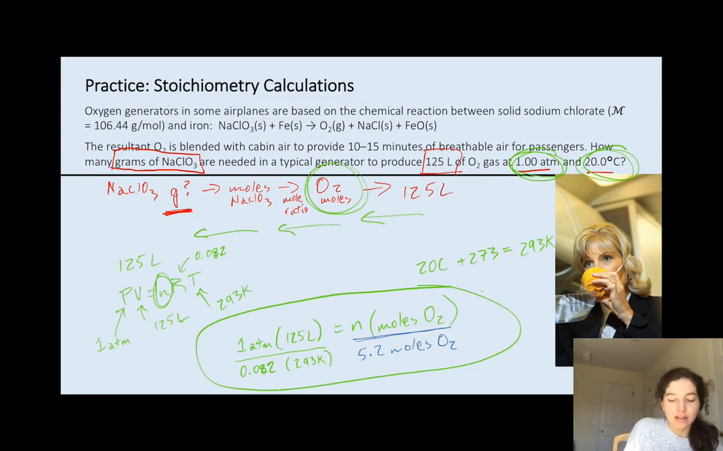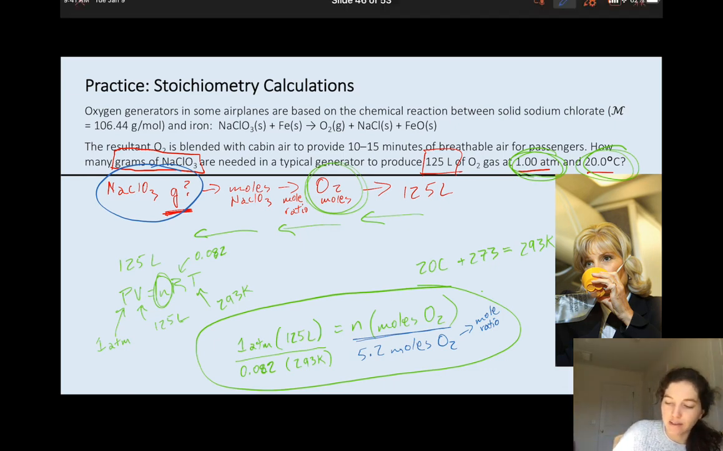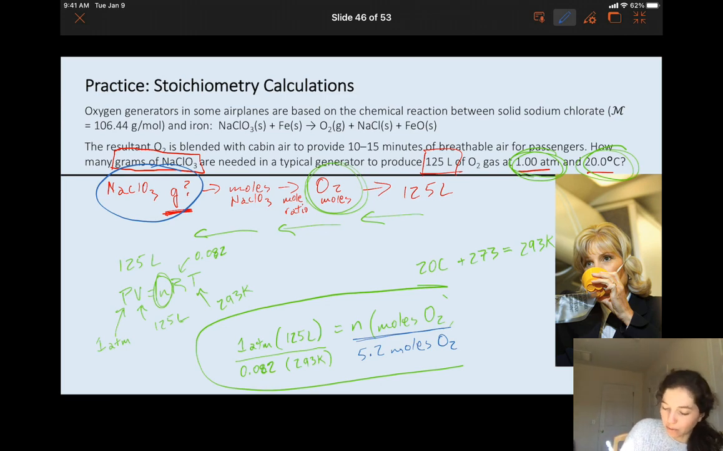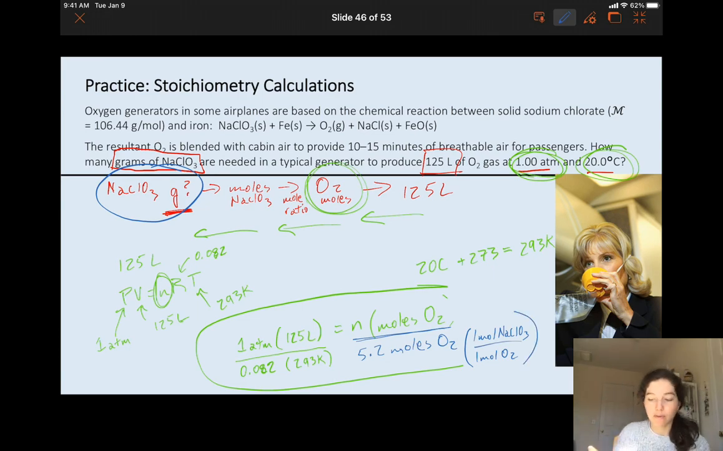Now our question asks us about grams of sodium chlorate. So we're going to need to take this to our mole ratio in order to get to the new substance. So whenever you're changing substances, you have to use our mole ratio. Because we're going from O2 to sodium chlorate, we've got to use our mole ratio. So if we have 5.2 moles of O2, we're going to want to convert. For every 1 mole of O2, we have 1 mole of sodium chlorate. Simple enough. Okay, so this gives us moles of sodium chlorate. So we end up with 5.2 moles of sodium chlorate.